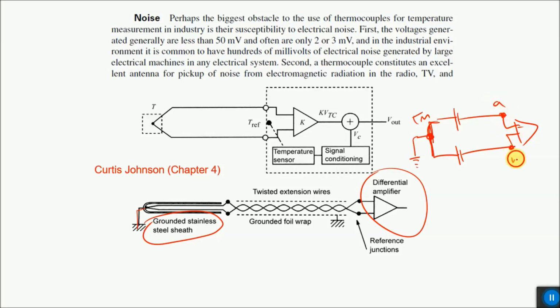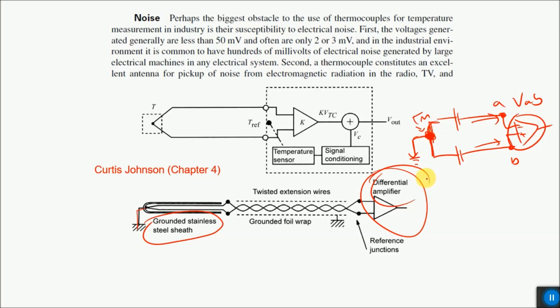So this output voltage will still be the same as that being produced at this point and at this point. So VAB will be the same, but the noise that is being added to this circuit at this junction is grounded, and the common mode noise is then rejected by this differential operational amplifier or instrumentation amplifier. So this is one way to reject the noise that is being added to this junction.